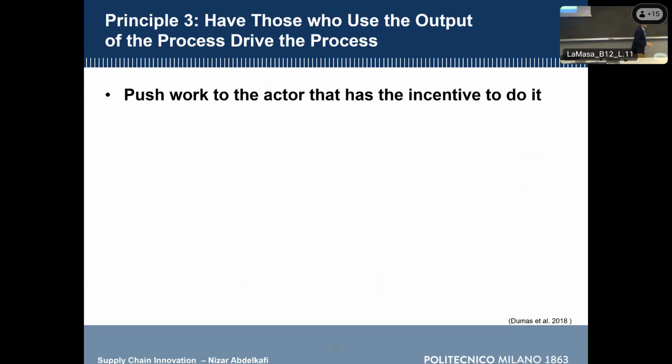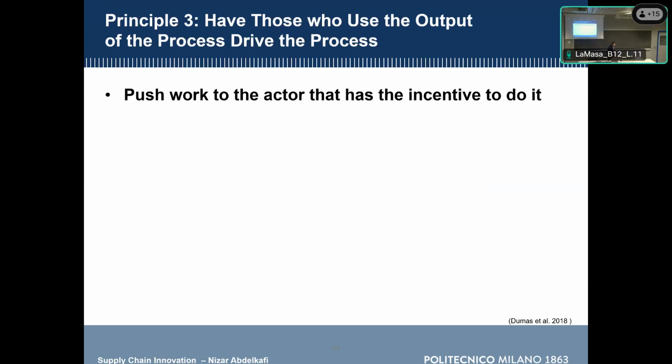And this is, by the way, a very interesting principle. Have those who use the output of the process drive the process, or push the work to the actor that has incentive to do it. What does it mean? I have to push the work on those that really need the output of the work. By the way, if your colleague is incentivized to get the output, then push the work on him or on her. This is very, very natural.